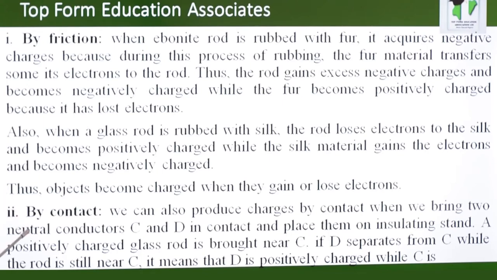Now, another way of producing charges is by contact. We can also produce charges by contact when we bring two neutral conductors, C and D, in contact and place them on insulating stands. What do you mean by neutral conductors? They have equal charges. The conductor C has equal charges of both positive and negative, applicable to that of conductor D. A positively charged glass rod is brought near C.